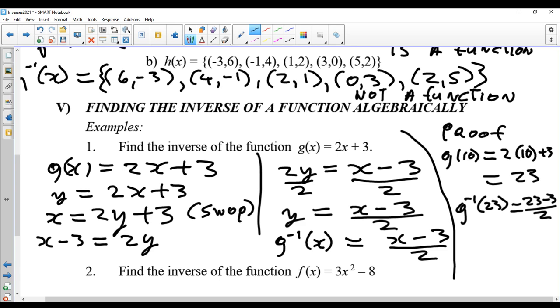Why is it negative 1? Is that what you're asking? It's just negative 1. Yeah, it's just an equal sign. Yeah. So 23 minus 3 is 20 over 2 is equal to 10.